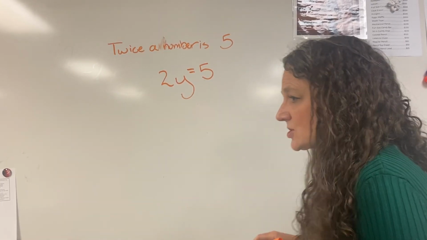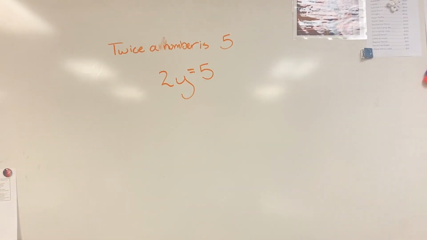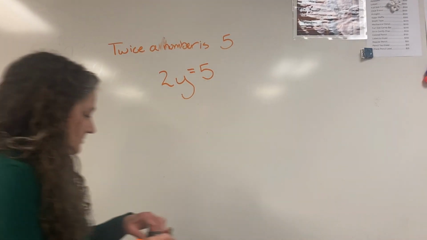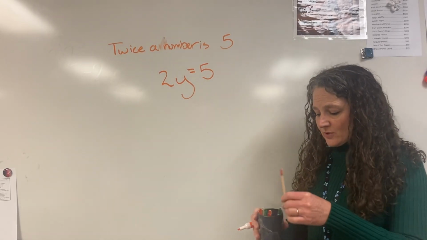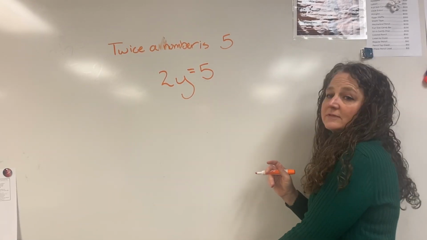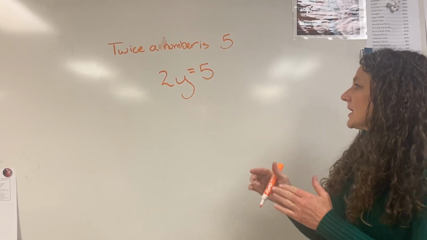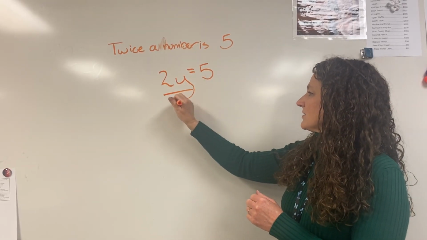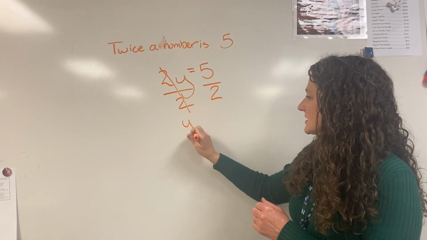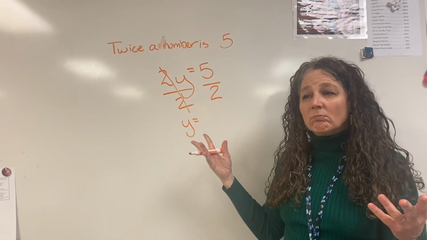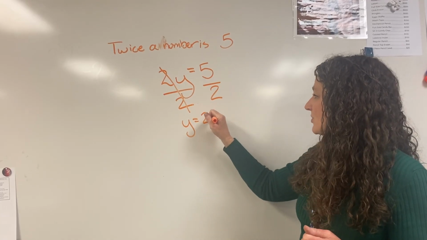I'm going to choose a popsicle stick, because this is not new. Jax, what do I do here? How do I get that Y by itself? 5 divided by 2. Same thing. Divide both sides by 2. Those 2's cancel. I get Y equals, what's 5 divided by 2? 2.5. Is 2.5 a number?